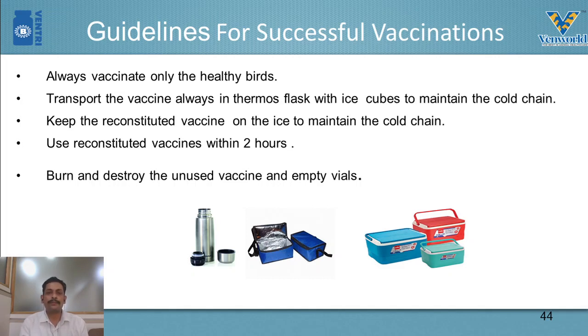Such steps we have to carry out for proper vaccination. By following all these steps, we will get proper, successful vaccination.